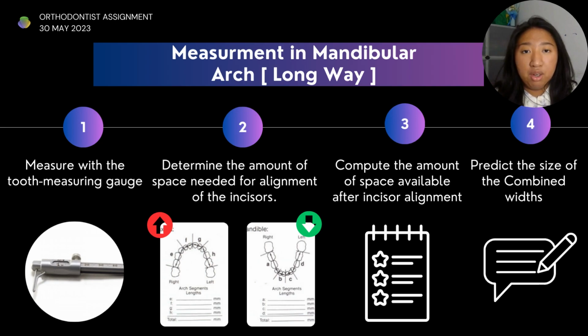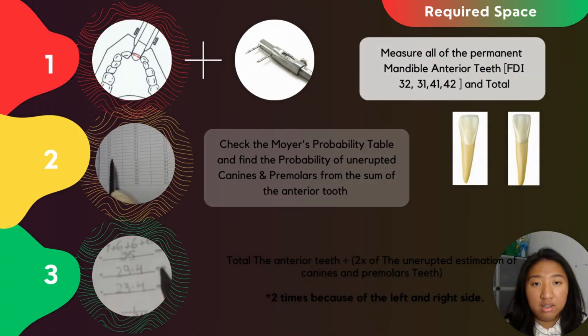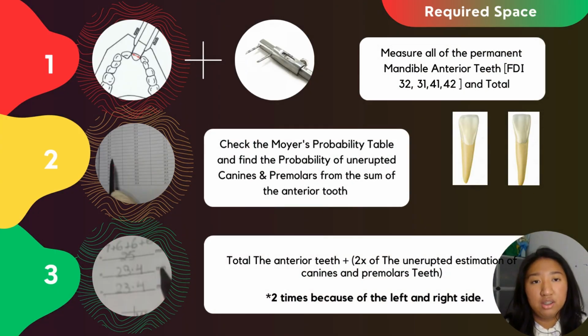So measurement in the mandibular arch can be done in two ways. The first one is the long way. How do we conduct this? The first step is to measure the teeth with a tooth measuring gauge, in this case the Boley gauge. The second step is to determine the amount of space needed for alignment of the incisors. The third step is to compute the amount of space available after incisor alignment. The fourth step is to predict the size of the combined width. So this is the brief description, and the next slide will be the detailed explanation for the required space. Steps 1, 2, and 3 are done to get the result of the required space.